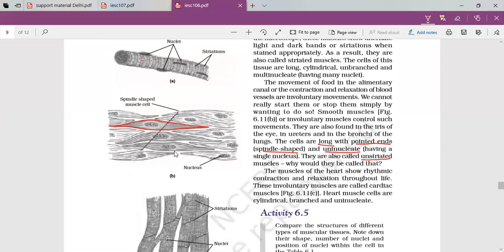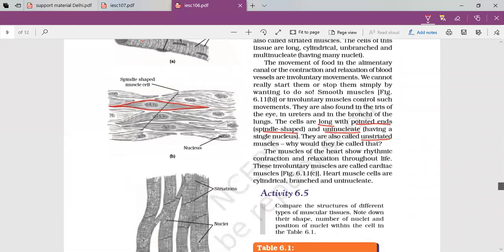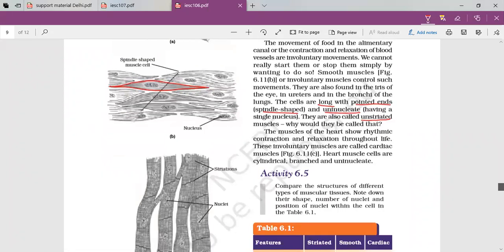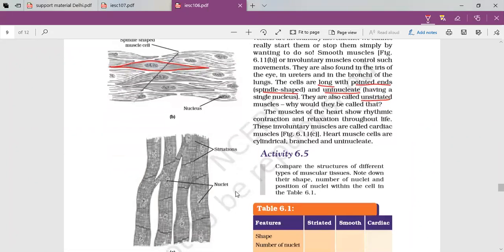So that is unstriated muscles, smooth muscles, involuntary muscles. Then cardiac muscles. The name itself says cardiac. The word cardiac is used for heart muscles. These are the muscles which help in movement of the heart. These are called cardiac muscles. So these are branched structures.